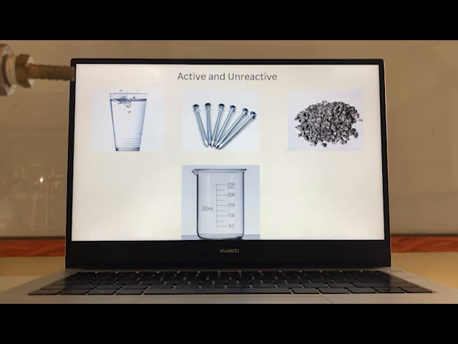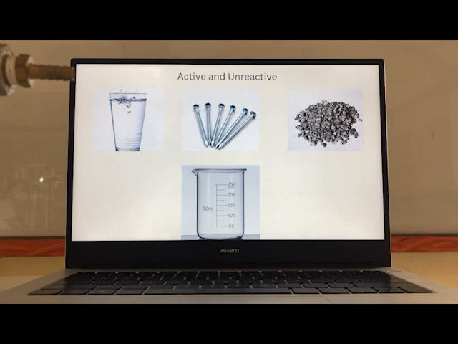So, when we say active and unreactive, an active substance or active ingredient refers to a chemical substance that has a therapeutic effect. And unreactive means not reacting chemically or not participating in a chemical reaction.